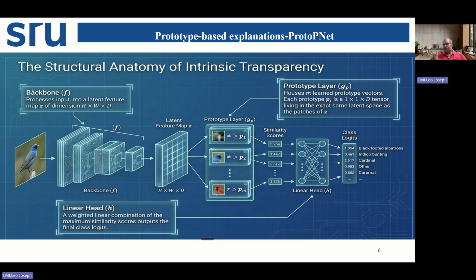Okay. So based on the linear weights, it outputs certain class logits. And based on the class logits, black-footed albatross, indigo bunting, cardinal, and others. So whichever has the highest score, that will be the prediction. So 2.617 is the highest score. So that means the given image is definitely a cardinal based on this.